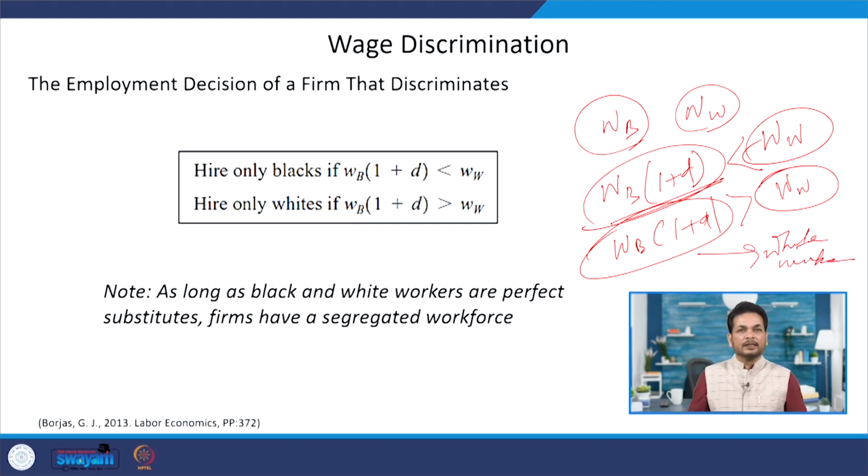So, the hiring decision is now going to be compared between this WB(1 + D) and WW. As long as the black and white workers are perfect substitutes, the firm will have a segregated workforce. One is black, another one is white. As a result, you will find in the market there will be two types of firms.